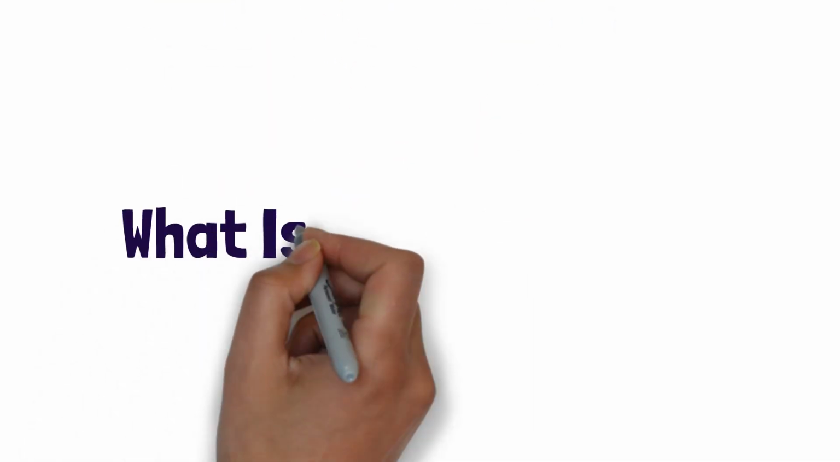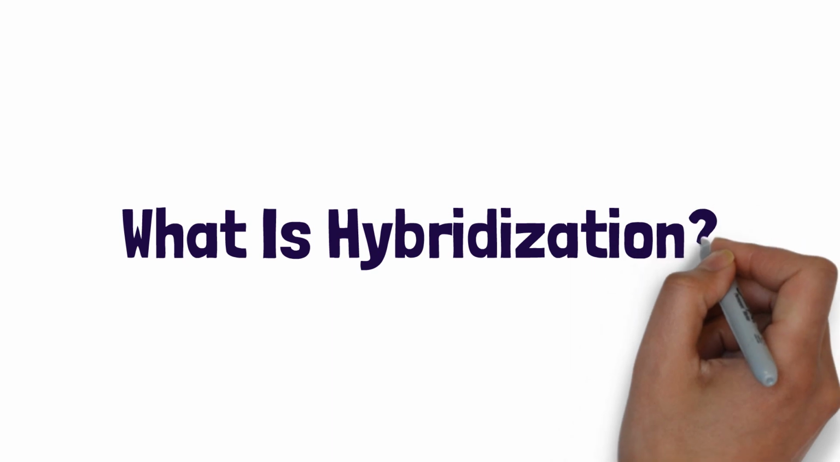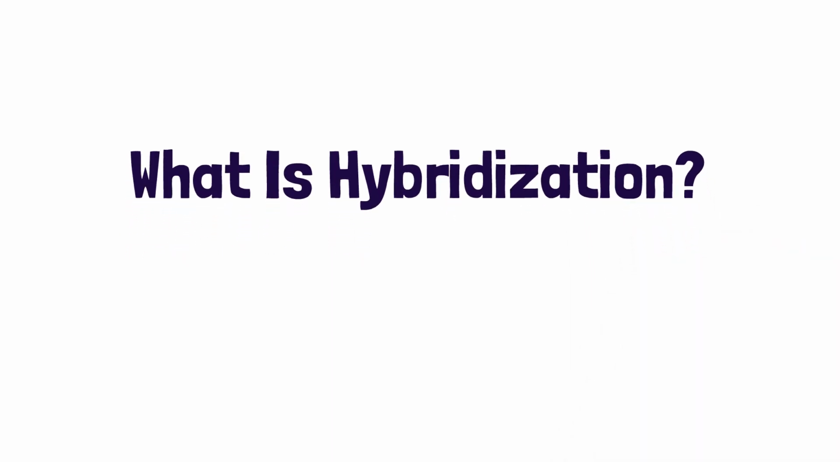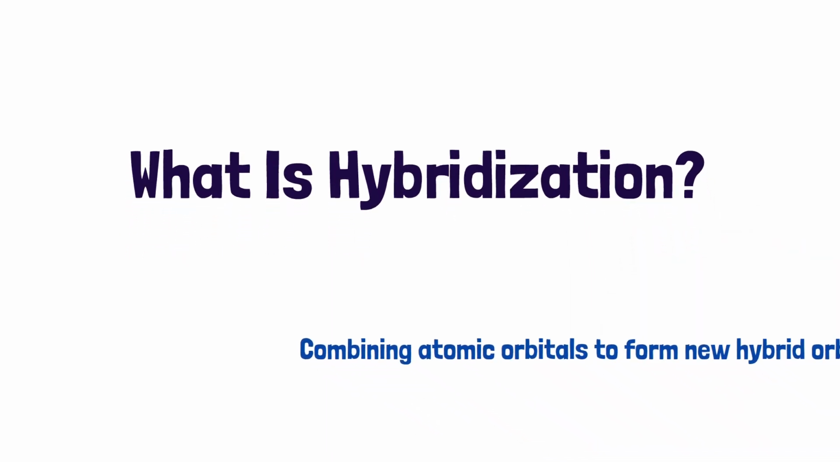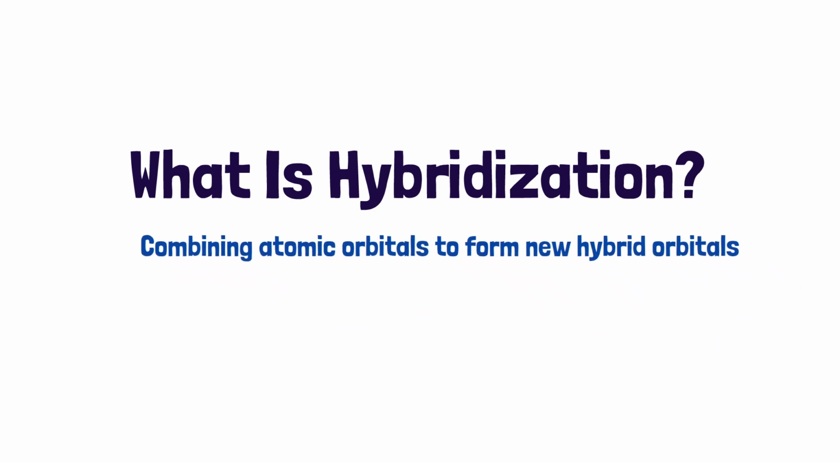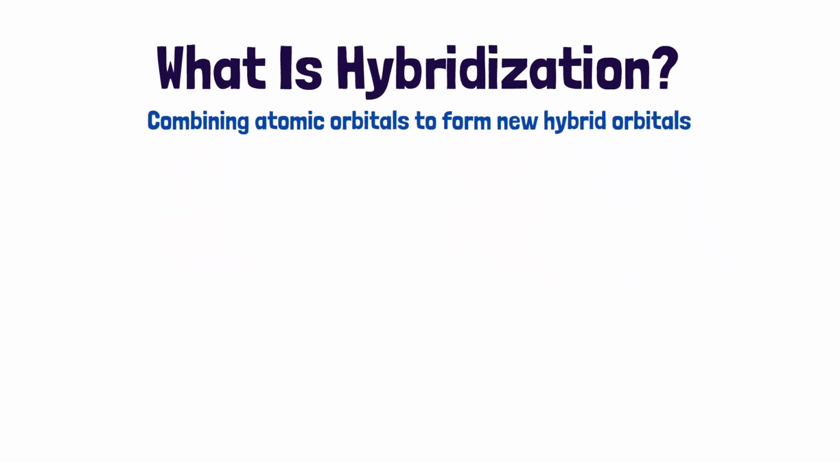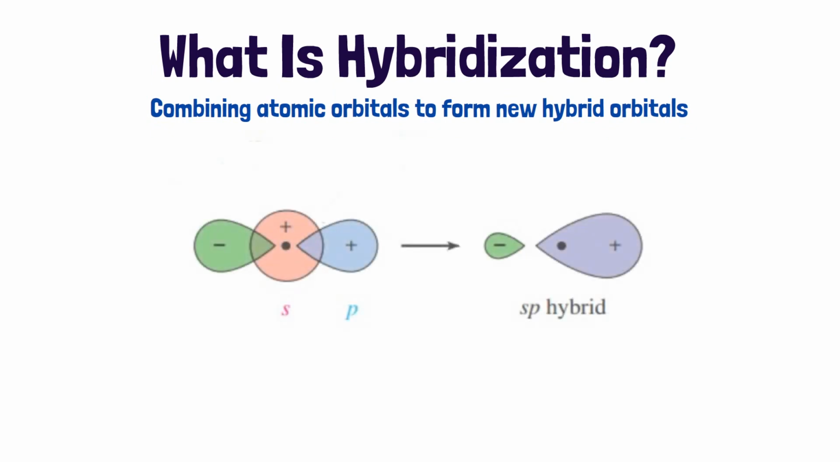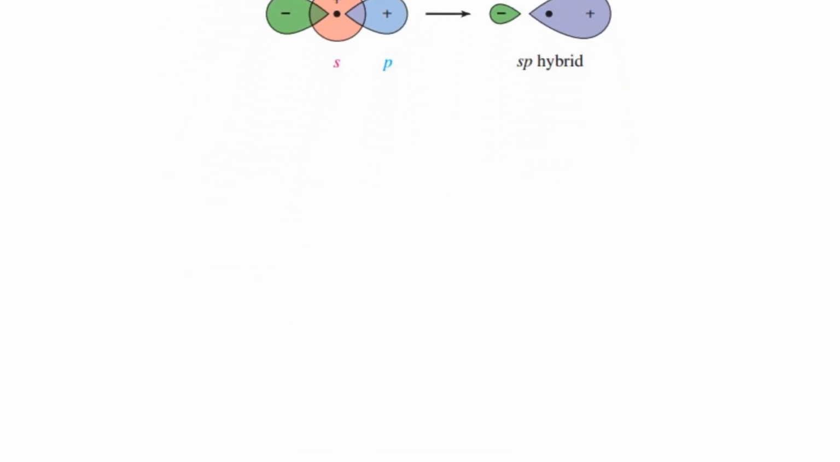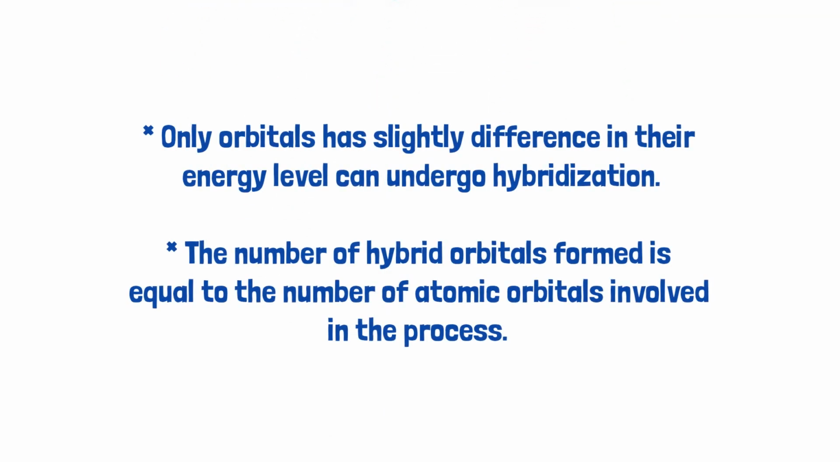So what exactly is hybridization? Hybridization is basically combining atomic orbitals to make hybrid orbitals. For example, when two atomic orbitals, s orbital and p orbitals, combine together, they form hybrid orbitals. Please consider only orbitals with a slightly different energy level can undergo hybridization, and the number of hybrid orbitals formed is equal to the number of atomic orbitals involved in the process.